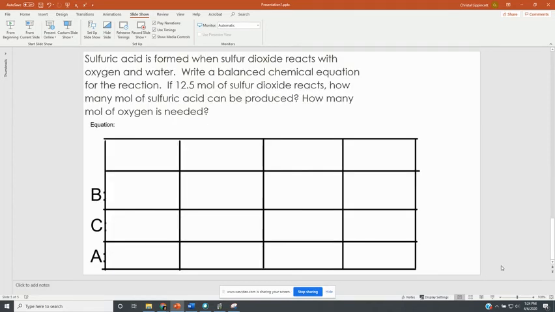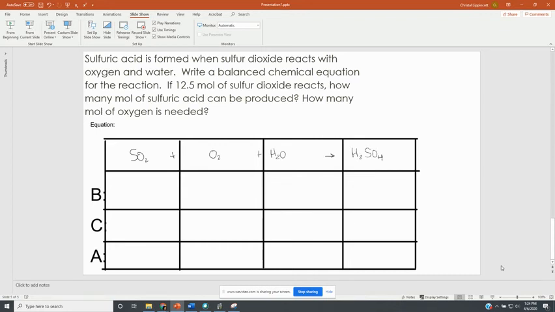All right, here's one more problem. We have sulfuric acid. It's formed when sulfur dioxide reacts with oxygen and water. So we have sulfur dioxide. It's reacting with oxygen and water. And it is forming sulfuric acid.